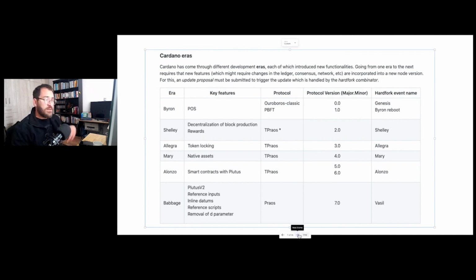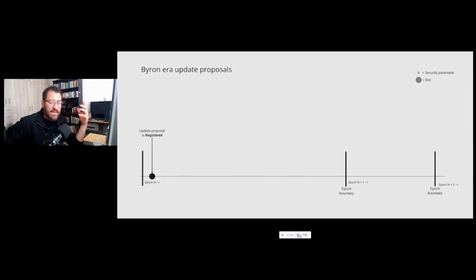This development in stages is possible thanks to the update proposal mechanism. And let's see how this update proposal mechanism works. We have to differentiate this update proposal mechanism in terms of when it occurs. We have a mechanism that is exclusive for the Byron era, and then we have the mechanism that is valid for Shelley and later eras until the Voltaire era, where this will change again, and we don't know yet exactly the details.